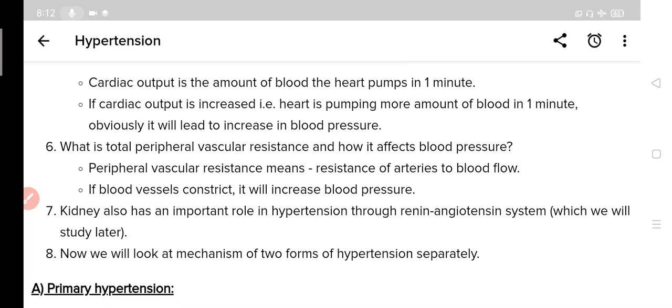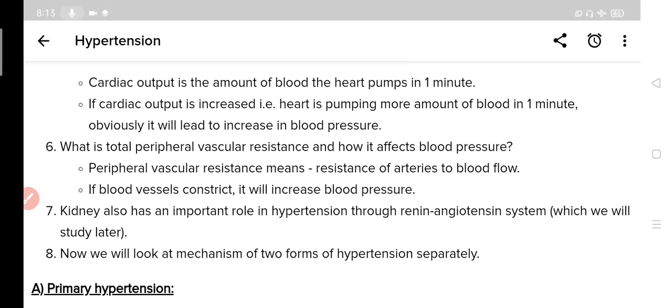If there is an opening of 2 feet and two people are passing, they will pass easily. But if that opening is reduced to 1 foot and again two people are passing, they will push against each other and the pressure will increase. From this example you can understand that if blood vessels constrict, it will increase blood pressure.